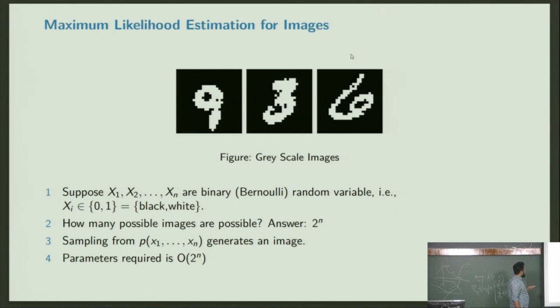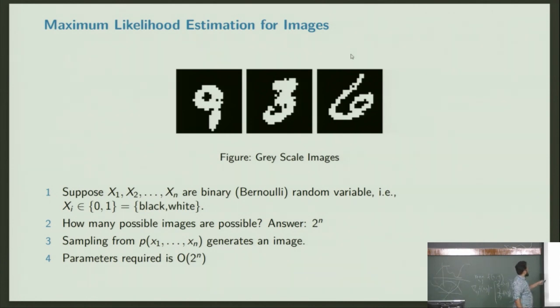Okay, so this is our model, this is our data, and x1, x2, xn are binary random variables. So each xi takes the value 0 or 1, which means black or white in this case. As you can already see, for color images things get pretty high dimensional. But let us build an intuition just for the black and white. So first, how many possible images are there? Let's say there are n pixels in total.